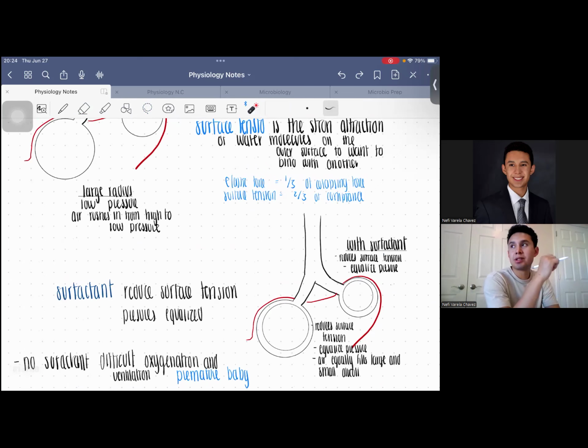So our bodies create something called surfactants. Surfactants are gonna be amphipathic molecules. That means that they have a hydrophilic exterior and hydrophobic inside. And these are gonna reduce surface tension and are gonna help us to equalize pressure.